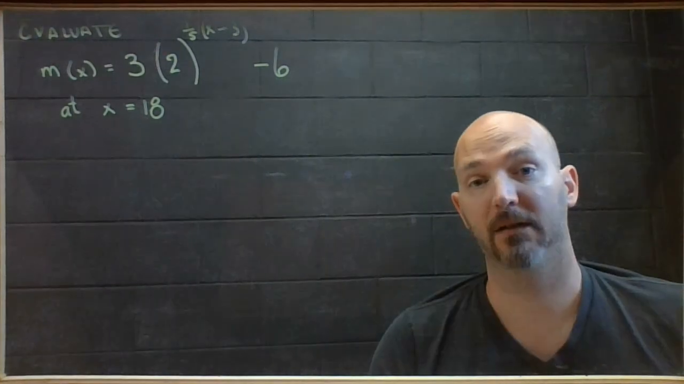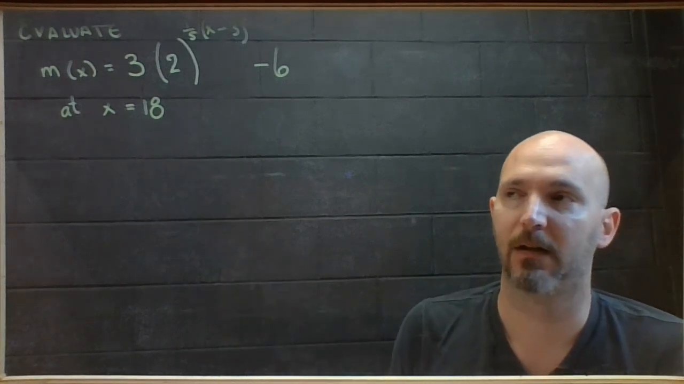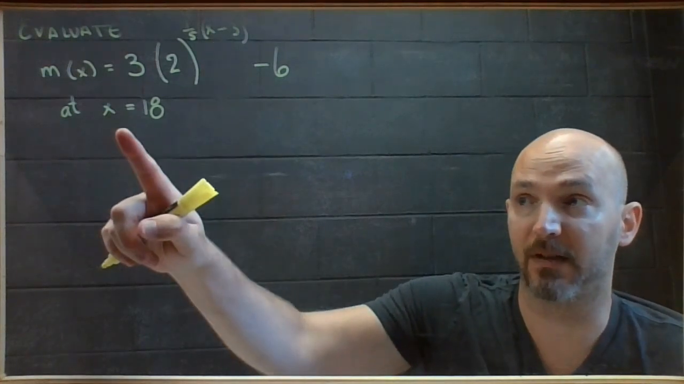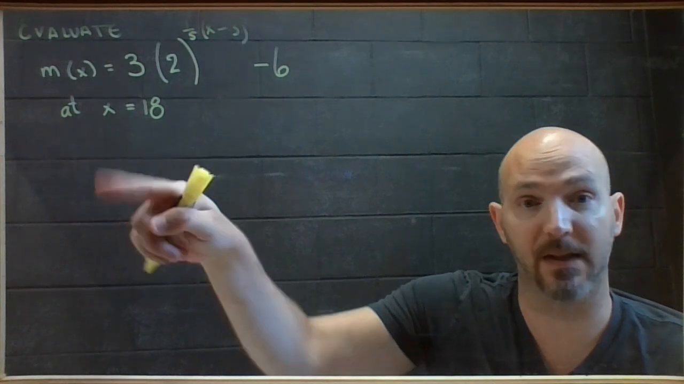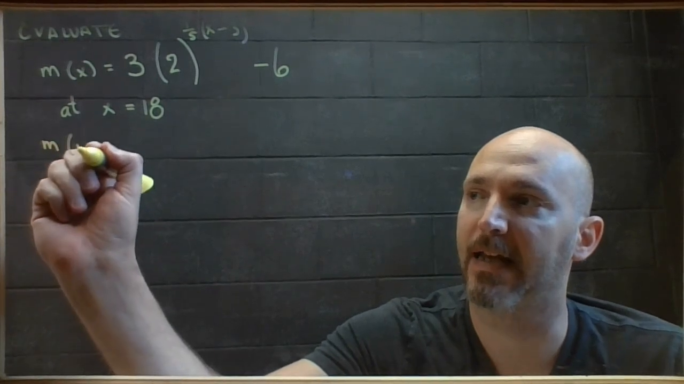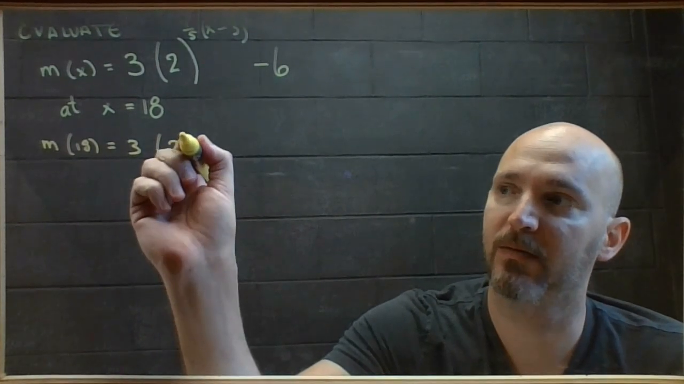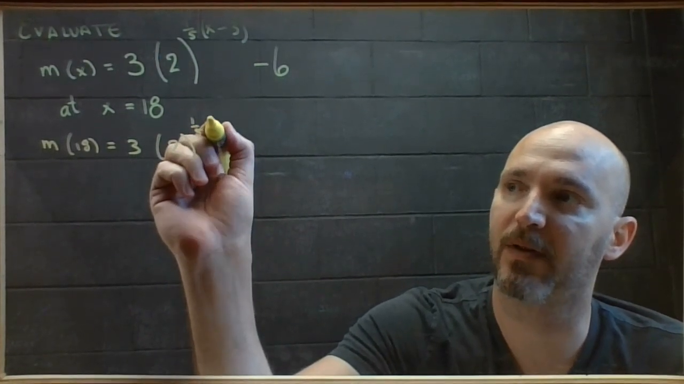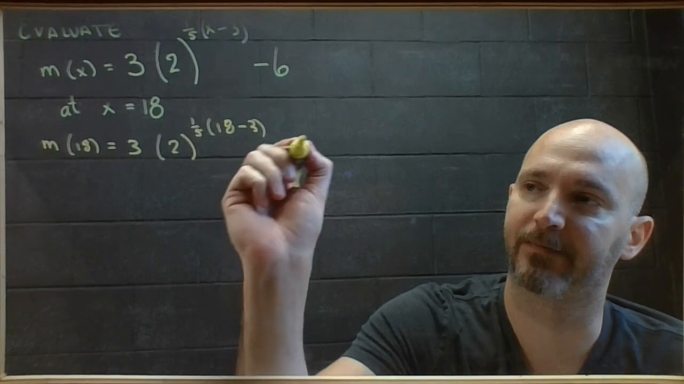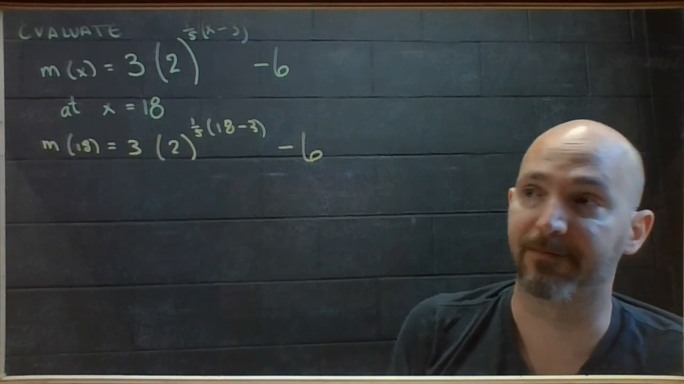We have an exponential here, and we need to solve it, or evaluate it rather, when x is 18. So this function isn't any different than any of the other ones. You have an x sitting here, and you've been instructed what number to put in for the x, so that's what I'm going to have to do first, put this in there. So m at 18 will be 3 multiplied by 2 to the exponent 1/5 of 18 minus 3, minus 6. So this line is just that line with the x replaced with an 18.